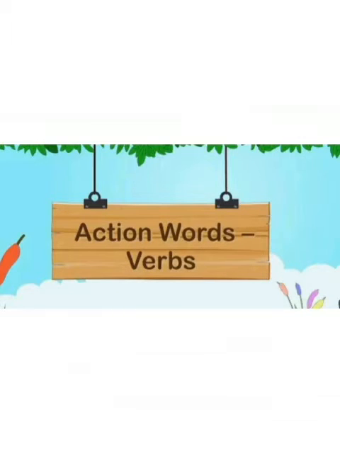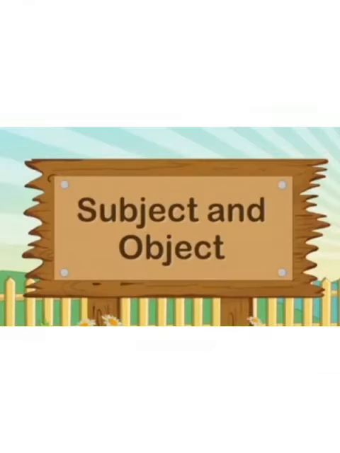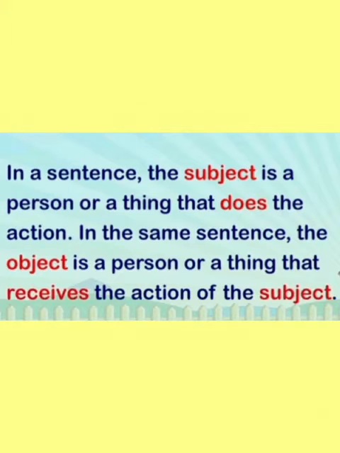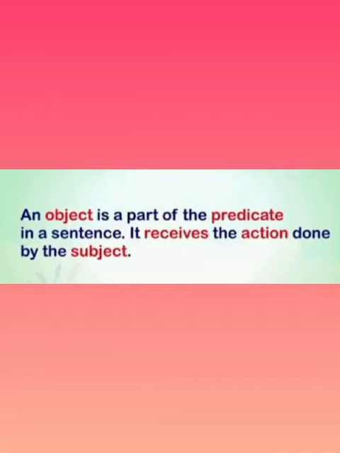In video 2, we talked about the subject and the object in a sentence. We know all sentences have a subject and a verb. Some sentences may also have an object after the main verb. So in a sentence, the subject is a person or a thing that does the action. In the same sentence, the object is a person or thing that receives the action of the subject. So, an object is a part of the predicate in a sentence which receives the action done by the subject.